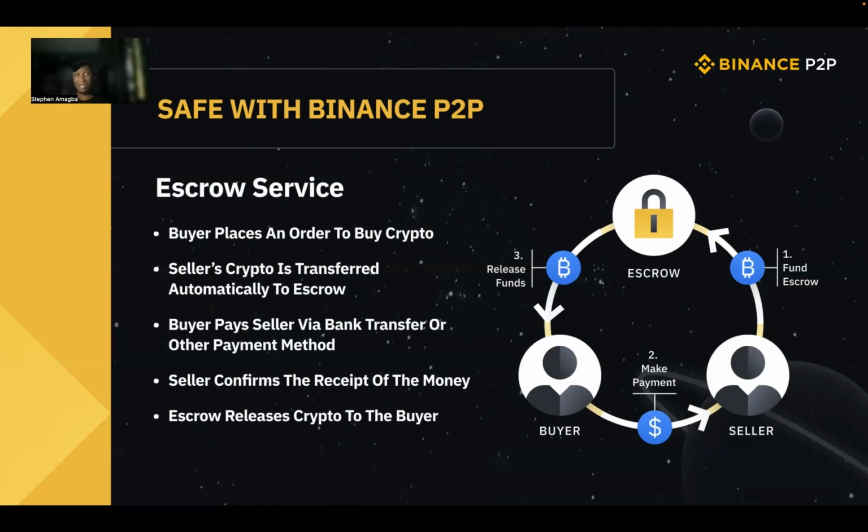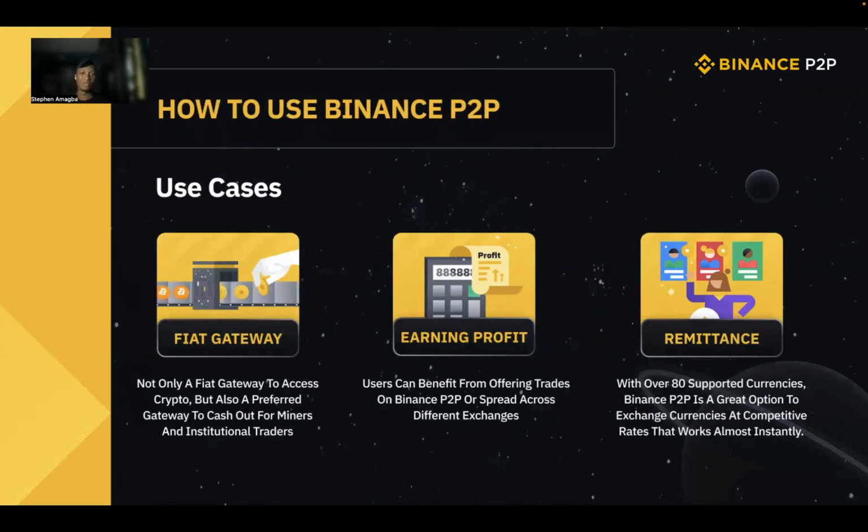So I go ahead and make the payment, okay, and then the seller confirms it, because we're also watching the interest of both the buyer and the seller. And when the seller confirms that he or she has received the money, the cryptocurrency is sent to the buyer. Okay, so that's basically how the Binance P2P system works. Very, very simple. So now let's talk about the various use cases of the Binance P2P platform.